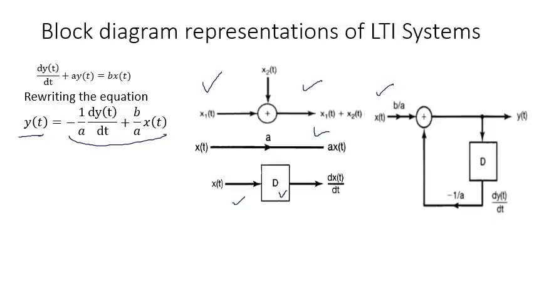So this is the input, then we have the output y of t, and we are taking the differentiation or derivative of the output, so we represent it by the block D. After this block we obtain dy by dt, because at this point we have y of t. So if I differentiate it, I get dy by dt. Now again, if we look at the equation, we have the scaling factor, which is minus 1 by a, so this is how we represent the scaling.